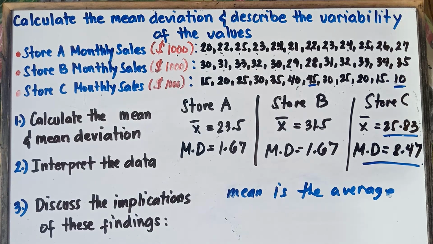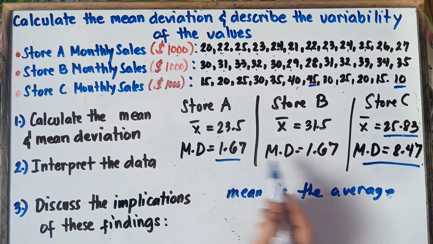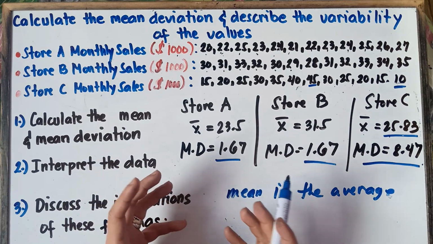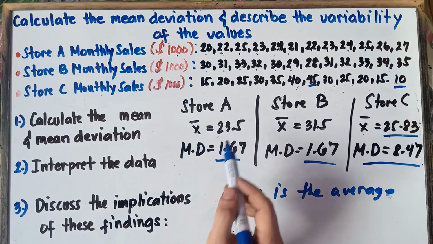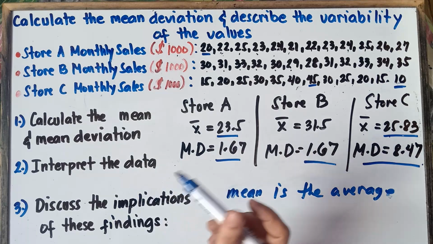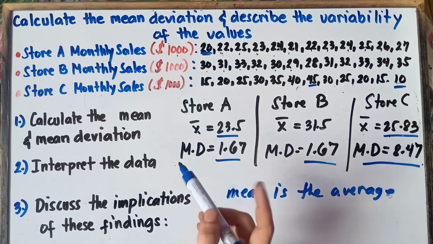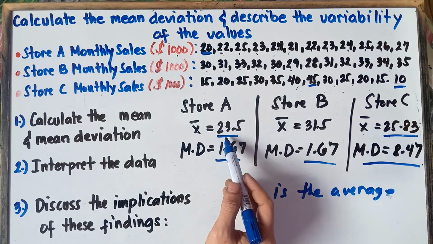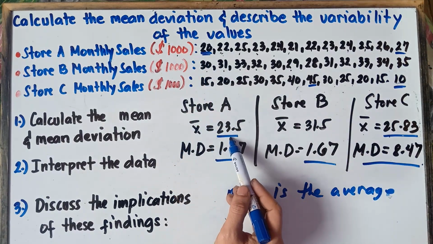Now check this one out, class, with regards to store A and then store B. We have lower mean deviation. Therefore, class, the data is closer to the mean. The mean for store A, once again, that would be 23.5. Now the lowest sales for store A, that would be 20, right? And the highest sales, that would be 27. Now 20 is closer to the mean.